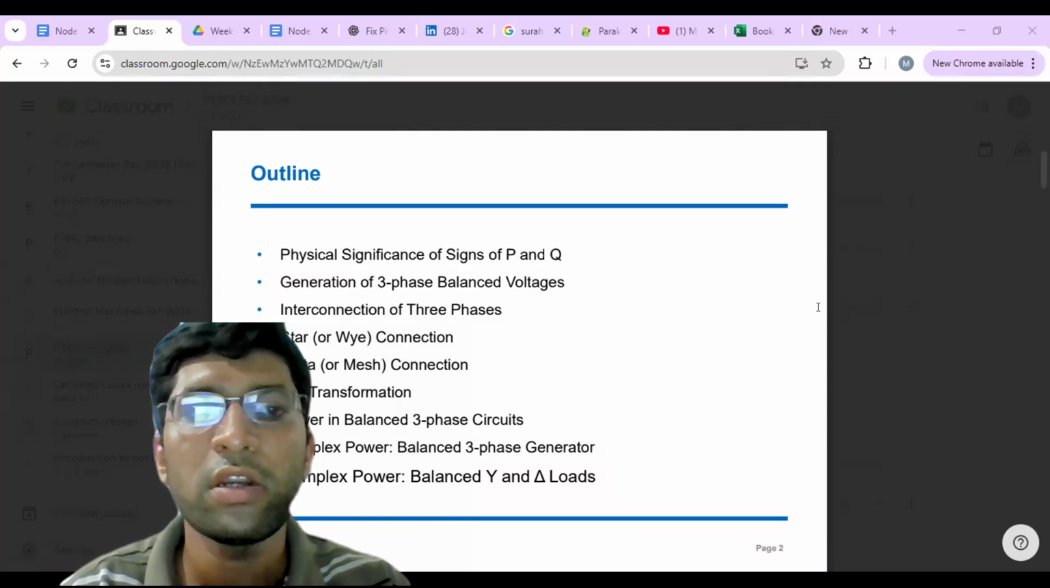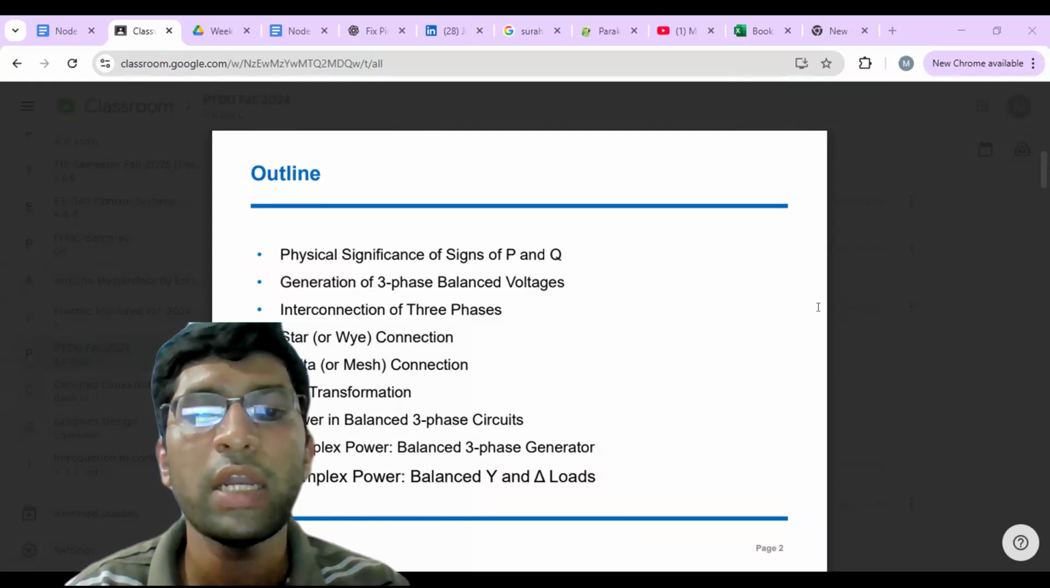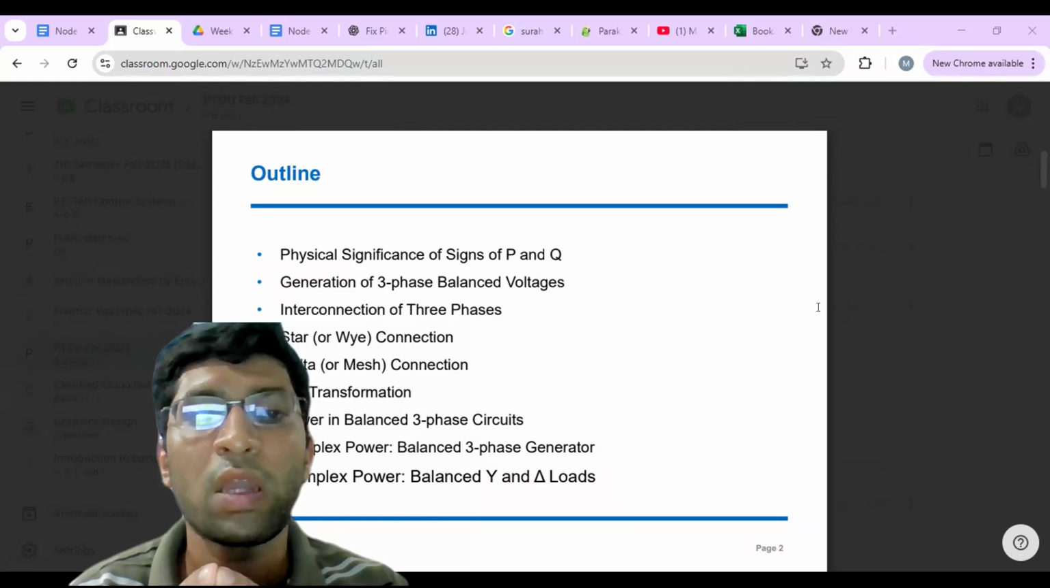Guys, today's lecture is about the physical significance of signs of P and Q. By the way, yesterday we studied the distribution side. Now we will be studying power transmission. So there are certain points that will be covered today in the power transmission series.